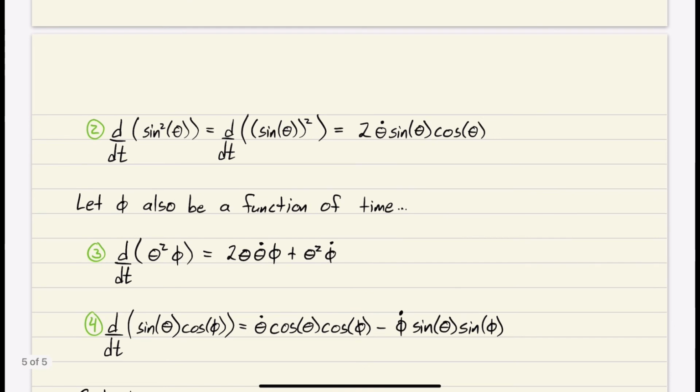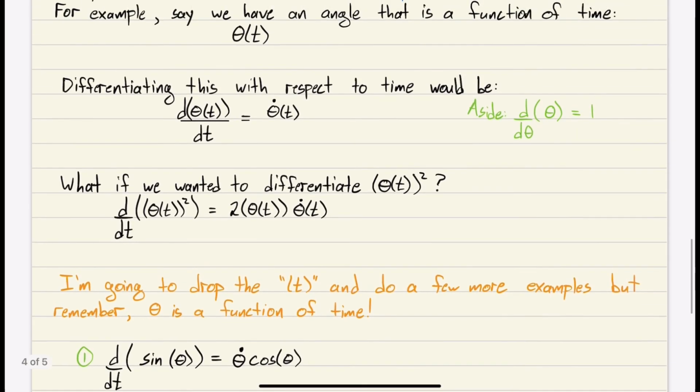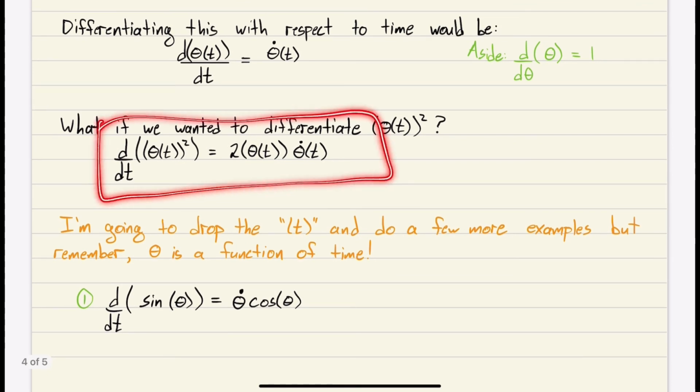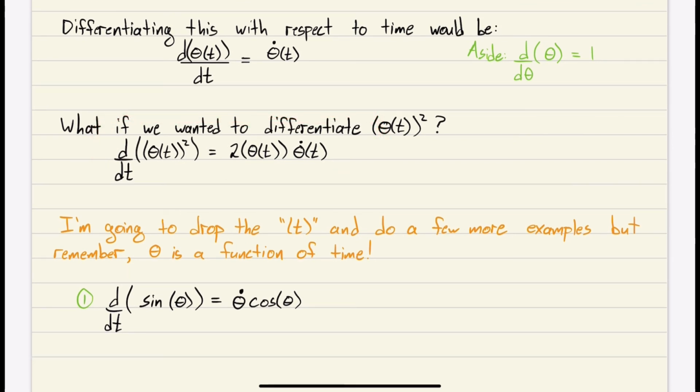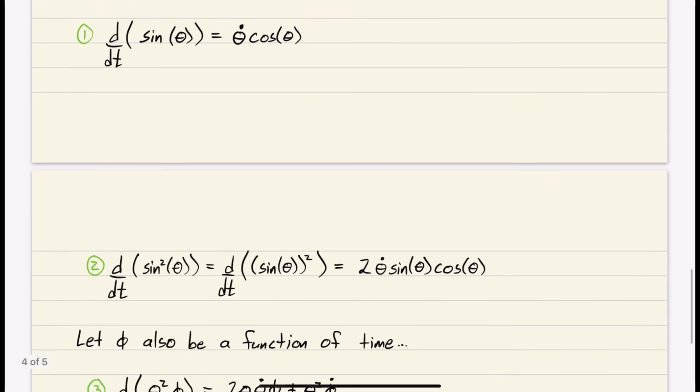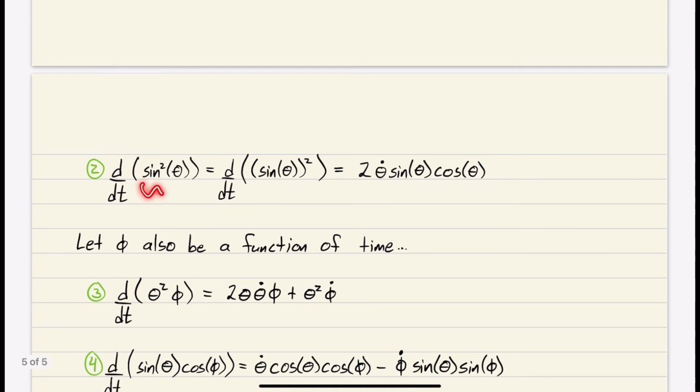Number 2, sine squared of theta. So this is really similar to what we did before with theta of t squared, but we're just adding another layer to it with the sine function. So now you'll see what I mean here. I'm going to rewrite sine squared and move the squared up here. I think it's maybe a little clearer. So we bring down the 2, and then we multiply it by the inside, sine of theta. So now we have 2 sine theta.